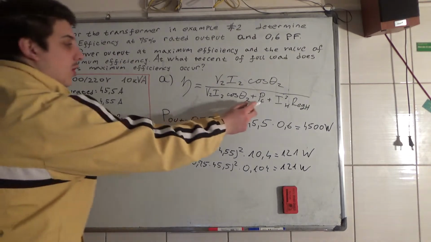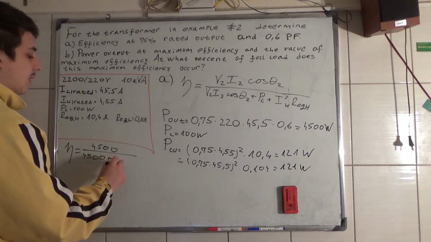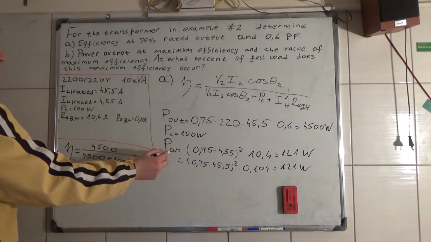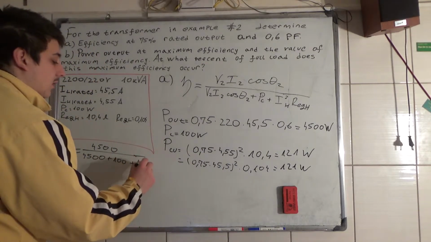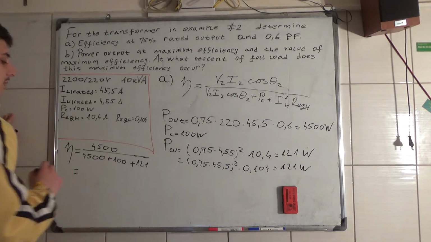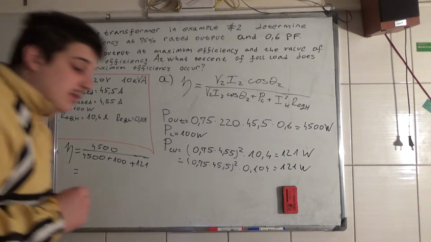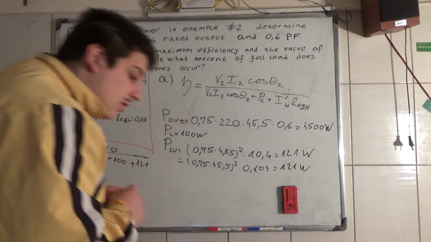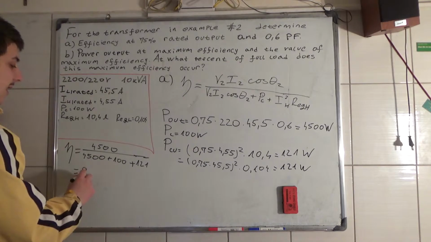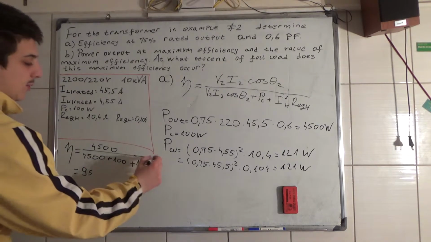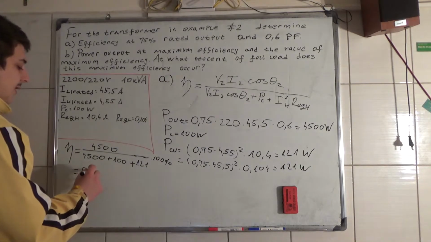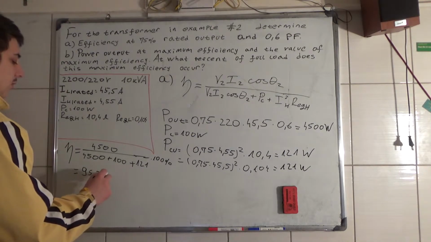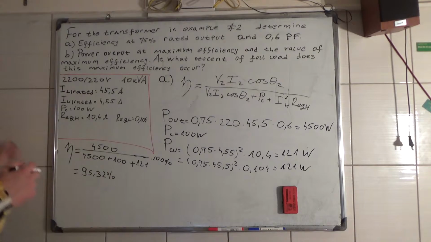Plus the core loss, which is equal to 100 watts, plus the copper loss, which is equal to 121. And you get 0.95. If you want to express it as a percentage, you just multiply and you get 95.32%.